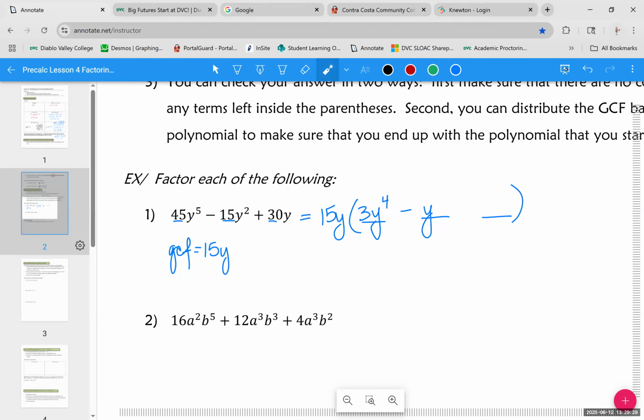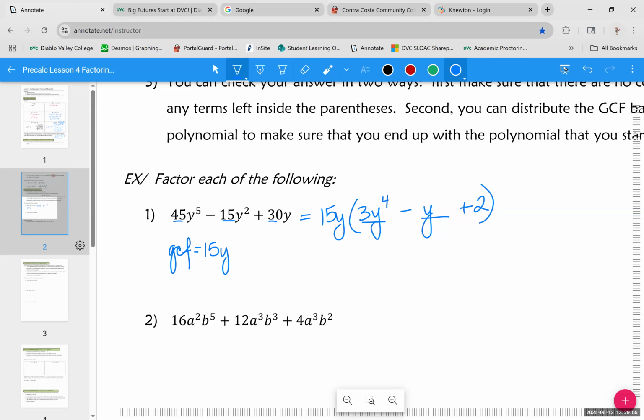And last but not least, what do I multiply by 15 to get 30? That would be a positive 2. And what do I multiply by y to get y? I don't need any more y's. There's 1 y here and 1 y there. So I don't include a y in my final term. And now I've factored out my GCF.